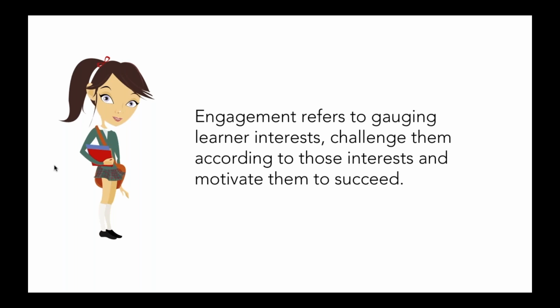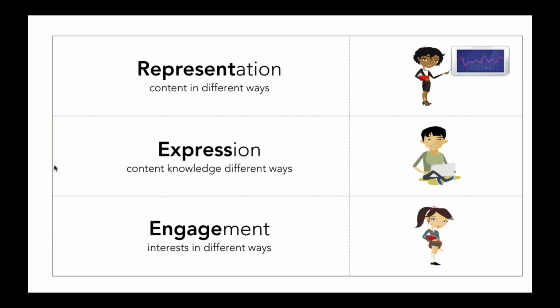You put all those together and we have representation, expression, and engagement. Basically, representation is content in different ways, expression is knowledge in different ways, and engagement is interests in different ways. Because we know that some learn best by using technology, some by seeing, some by hearing, some by doing, and a lot of other ways too.